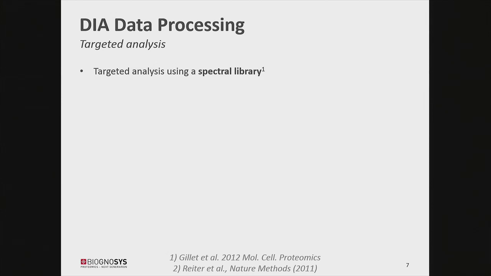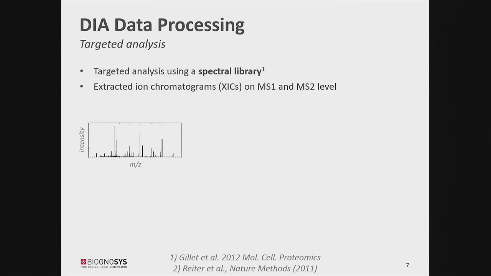So target analysis using spectral libraries. You do not necessarily need to use a spectral library in the common sense, but that's what is usually done. This was first published in this publication from Gillet et al. And you can use it to generate extracted ion currents. You can do this on MS1 as well as on MS2, and actually Spectronaut does both. So it does generate extracted ion currents on both levels of spectra. And if you visualize that, it looks like the following.